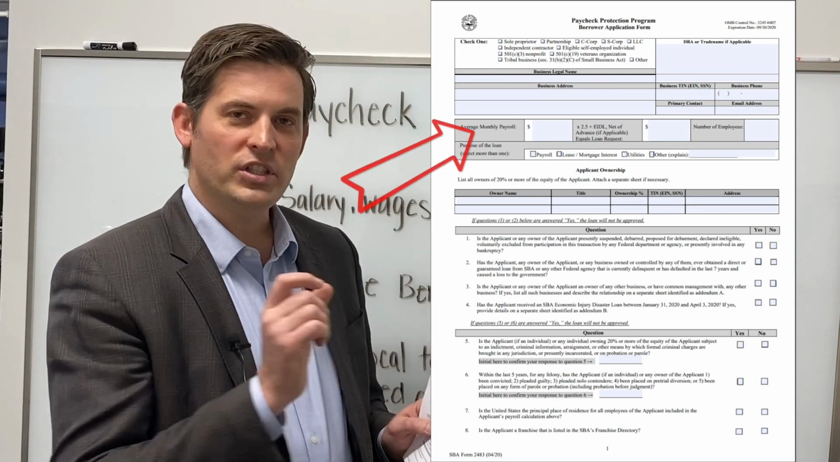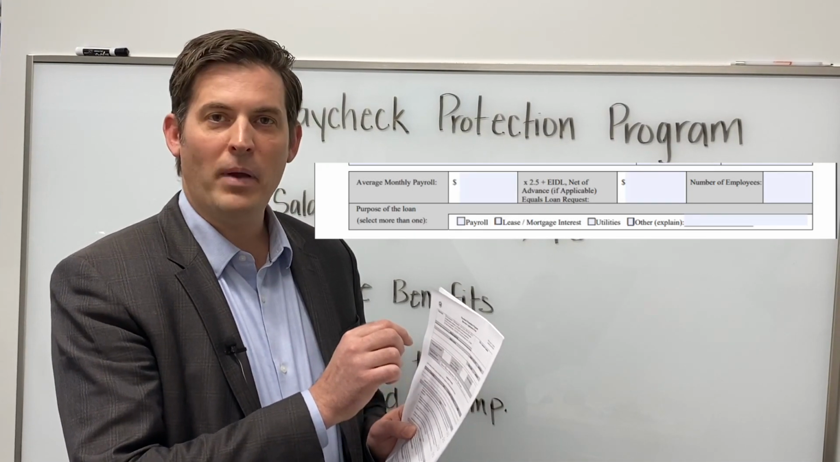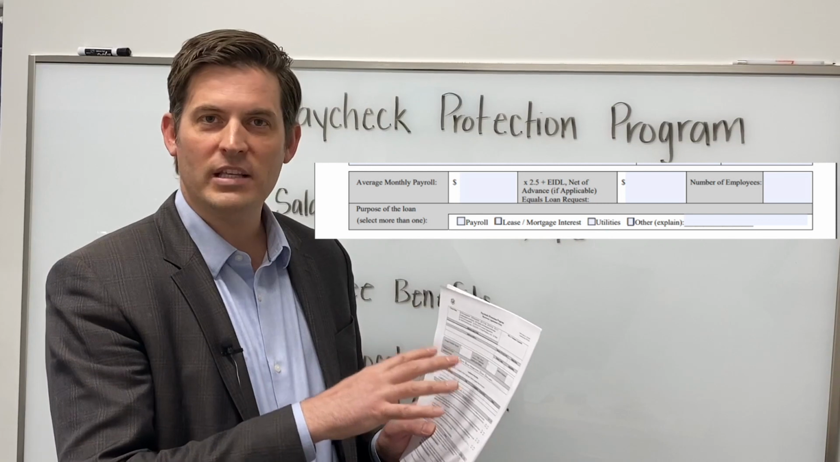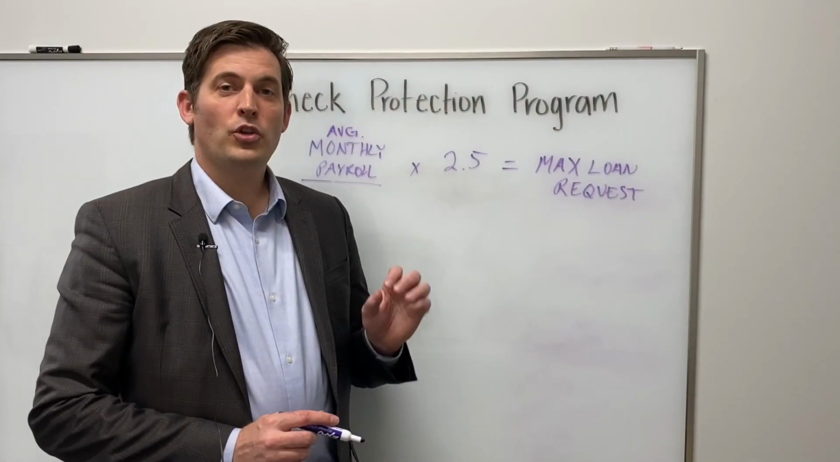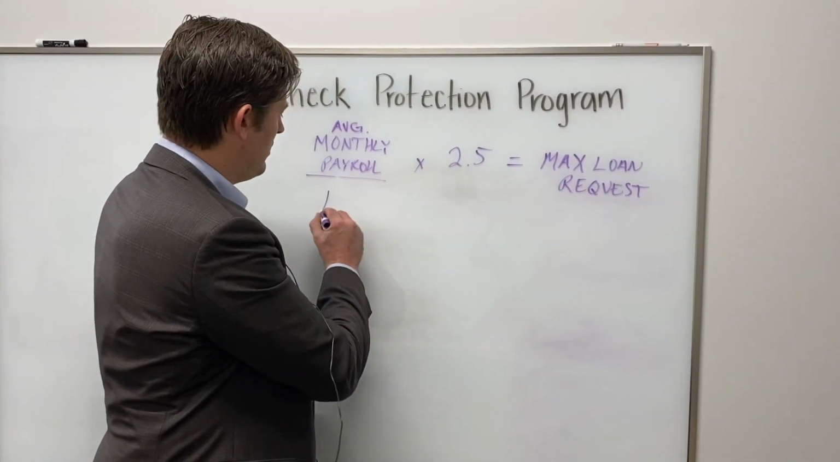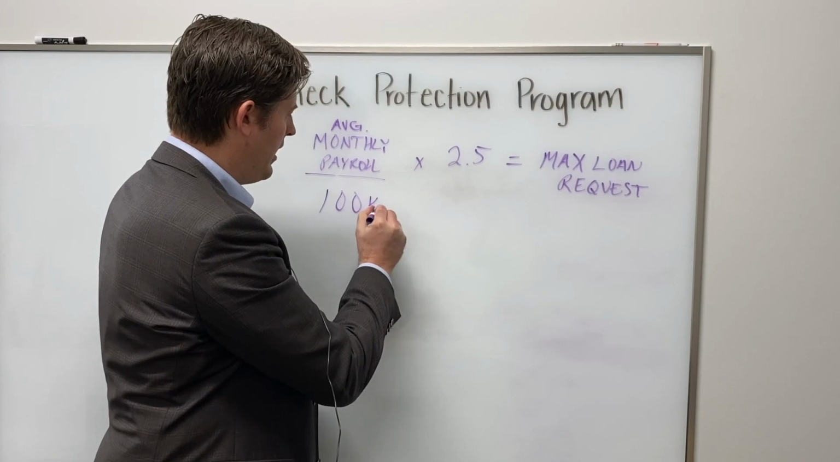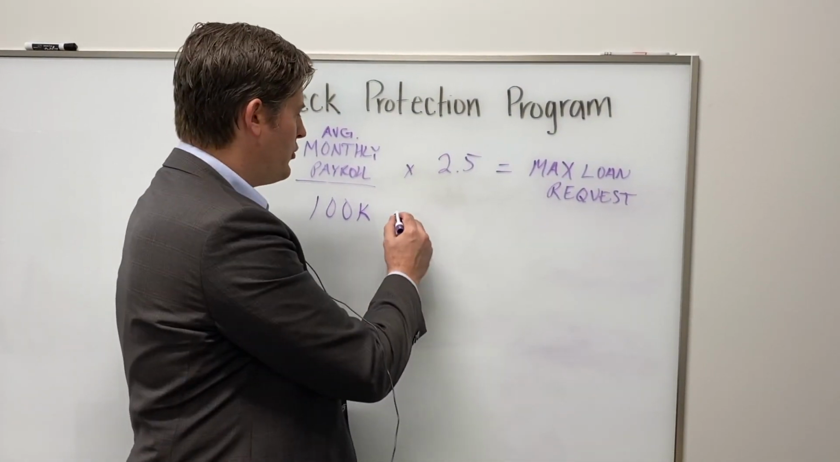The next part, which is the most important thing, is how to calculate your average monthly payroll as defined for this loan. And we're going to walk you through that step by step. So we've just calculated your average monthly payroll at $100,000. Now we multiply that by 2.5.